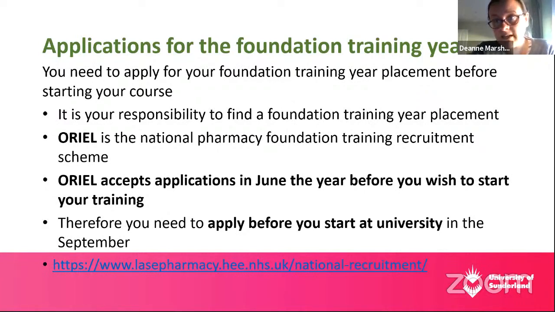Okay, and I know this is before you would actually come to university, but it's very important that you do that. Oriel is a National Pharmacy Foundation Training Recruitment Scheme, and they open their applications in June, the year before you wish to start your training. The deadlines are very strict, and they do not have a late application window. So therefore, it's very important that you do this before you come to university in September, as this is where the vast majority of placements are put in the National Recruitment Scheme.